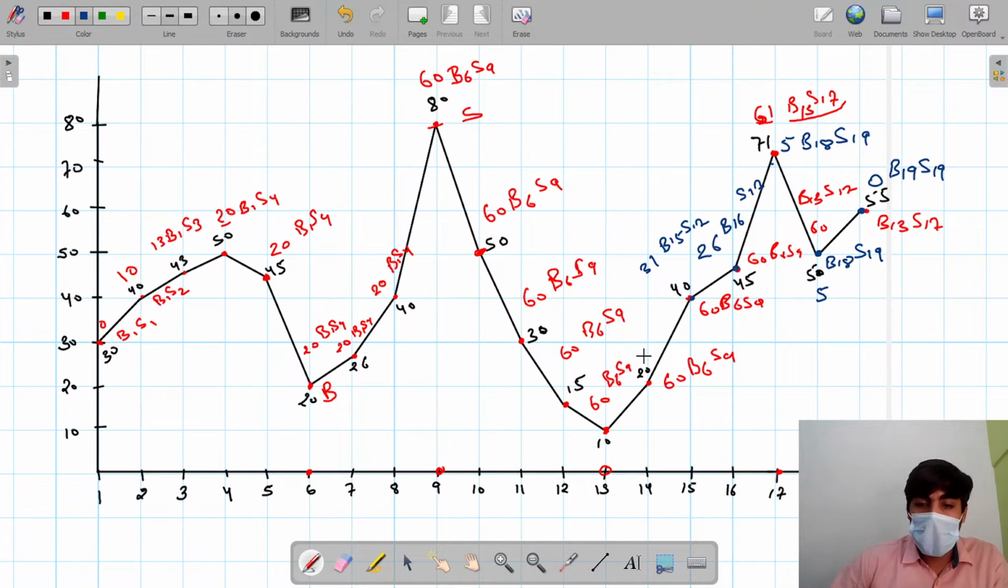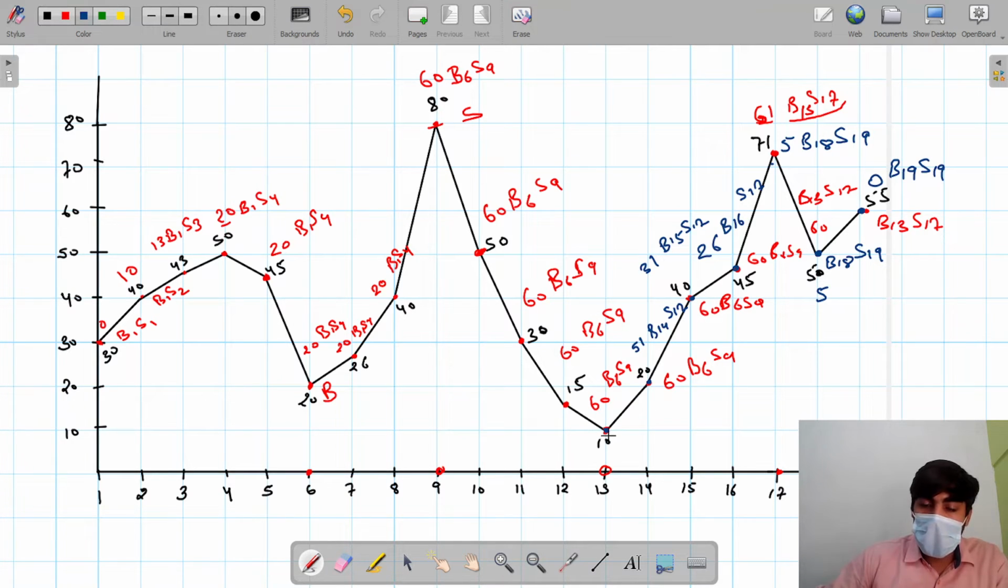Now move forward. Here we can see today's price is 20. We buy stock today, sell at 71. We get a profit of 51. Which one is greater, 31 or 51? 51. We are putting 51 here. Then buying day is 14, selling day is 17. Now come to that point.